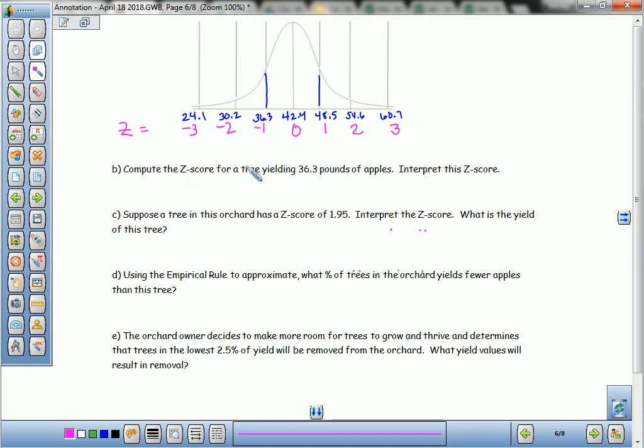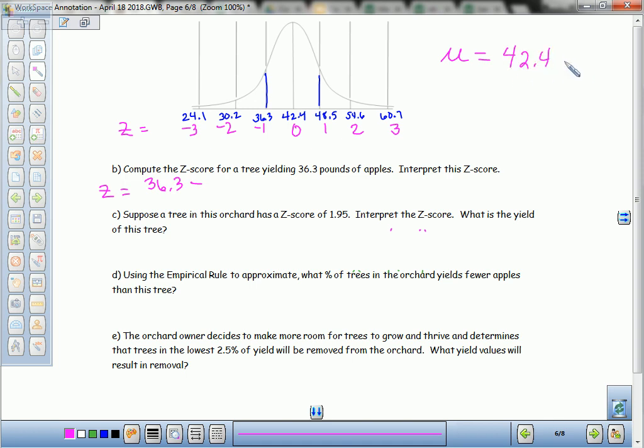Okay, so for part B, it says compute the z-score for 36.3 pounds of apples. Remember, a z-score is the data minus the mean. All right, so the mean of apples, once again, was 42.4 pounds. And the standard deviation for the production is 6.1 pounds. All right, so data minus mean, divide by standard deviation. This gives me a z-score of -1.